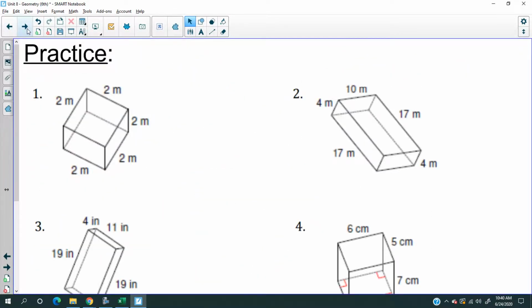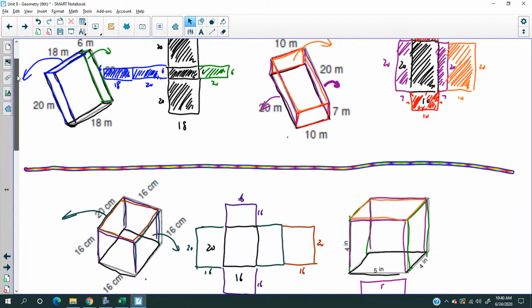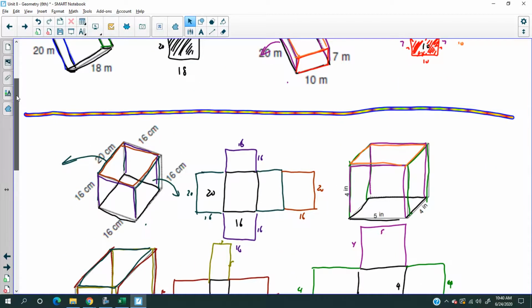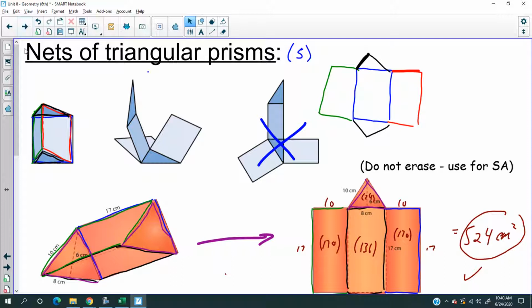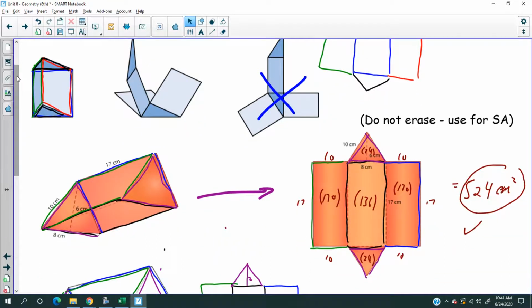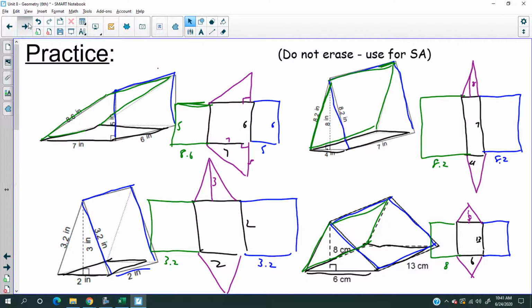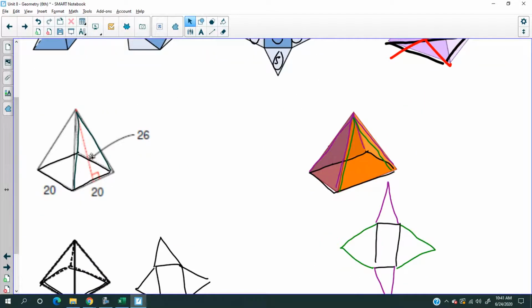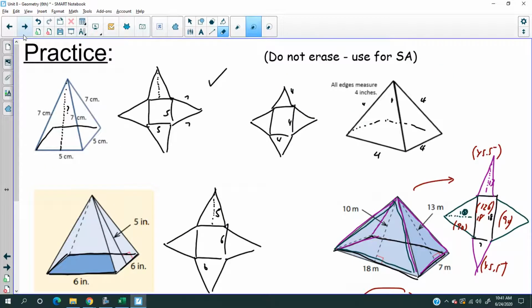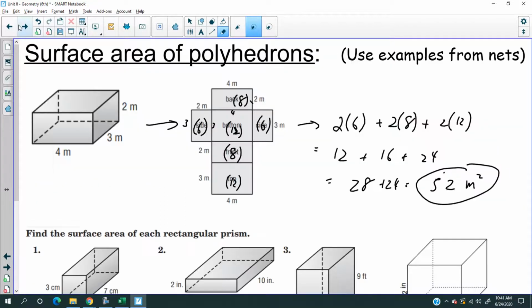So where was the practice? Oh yeah, I know where it is. We did practice for this one, this triangular prism. We did it for the net. I erased it. By the way, let me erase this while I'm at it. What else? I erased that, and we used this question as an example also. And then we did that as an example.